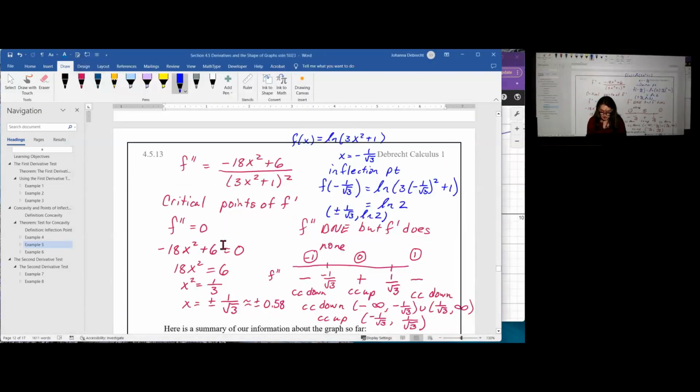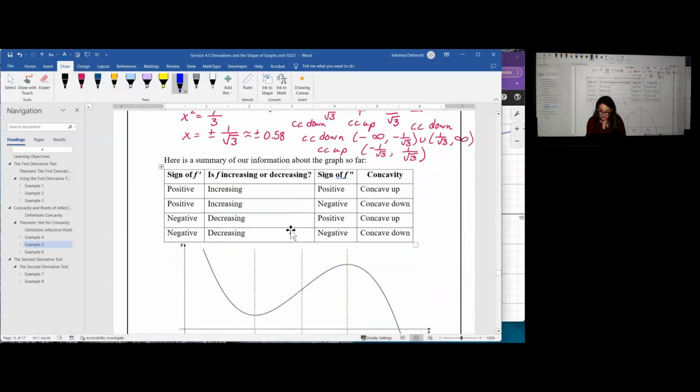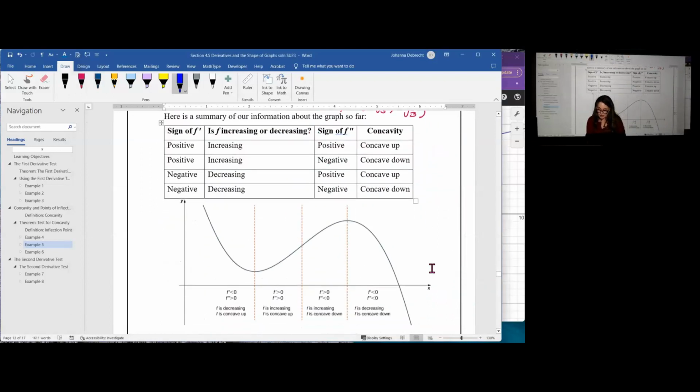Let's now look at the last example in this section. Before we get there, let's go ahead and sum up what we've been looking at so far. If the sign of the first derivative is positive, it's increasing. And if the sign of the first derivative is negative, it's decreasing. If the sign of the second derivative is positive, it's concave up. If the sign of the second derivative is negative, it's concave down.